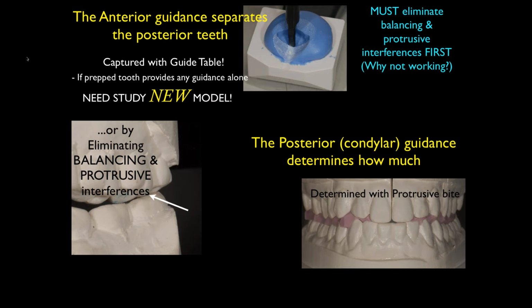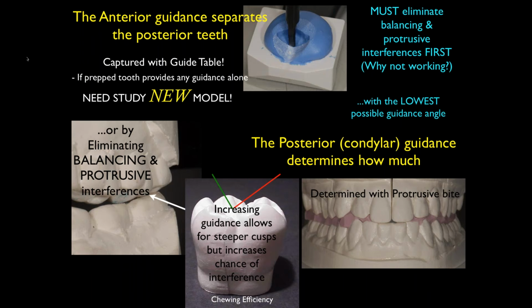You've got to eliminate the balancing interferences and protrusive interferences first. Why not the working interferences? You should be able to answer this, because the working condyle doesn't translate. It rotates, it doesn't move down the eminence, and it doesn't add any disclusion to the case. So you cannot adjust out working interferences with the condylar guidance.